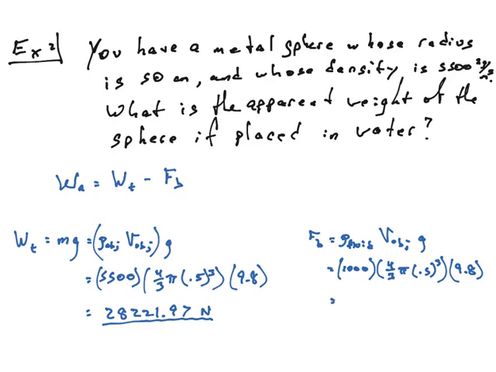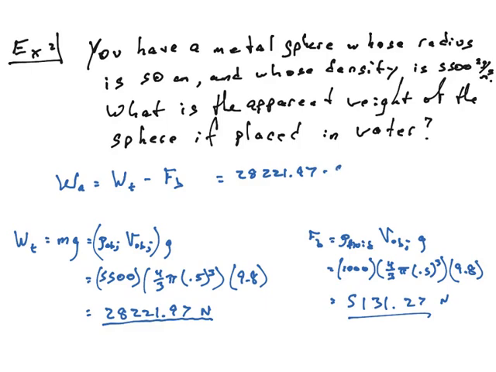So again, I stick all of this in my calculator and I get 5131.27 newtons. All right, so now I know how much the sphere actually weighs, and I know how hard the water pushes up on the sphere to try to make it float. So I plug these into my main equation.